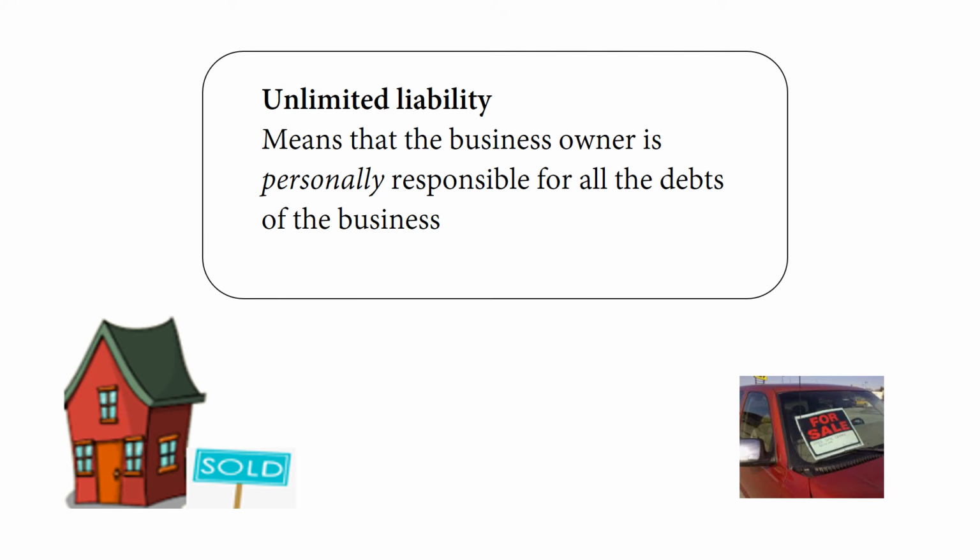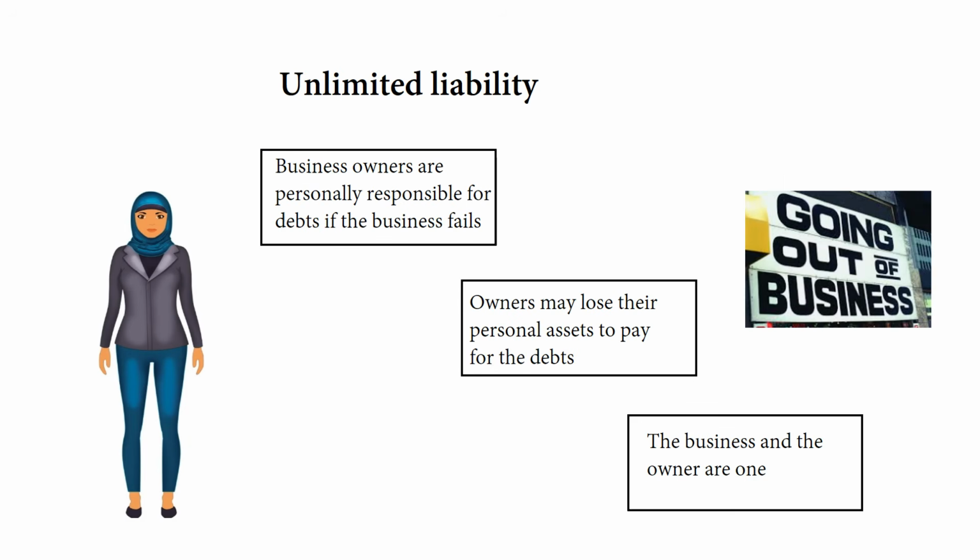Let's take a look at an example. Amira is a sole trader and owns a painting and decorating business. If the business fails and has debt of £40,000 that she owes to the bank and suppliers, then Amira is personally liable for the debt. This means that Amira may have to sell her personal possessions to help repay the debt.